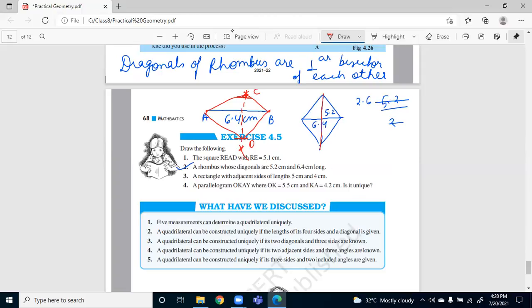So where you find it problematic, Anmol, can you tell me? Ma'am, understood. You understood? Okay, good. So please everyone draw this exercise 4.5 question number 2. Just mention it in your copy that it is from exercise 4.5.